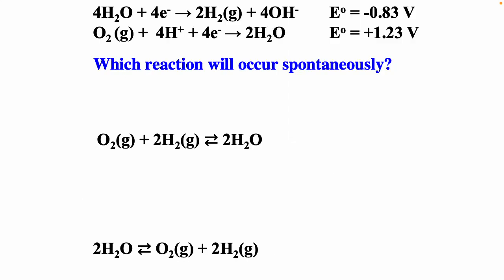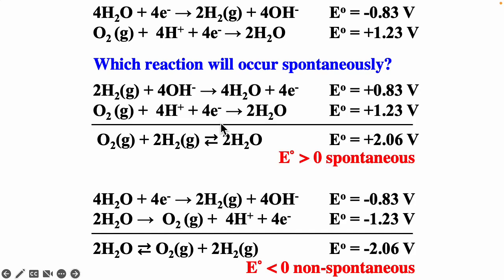And so here we have two more half reactions. If we add these two half reactions, we can get this one or this one. If we look at the top one, we have O2, so that would be plus 1.23. And if we look at the next one, we have H2O, so probably going to have to flip that one. And so that would make it a plus 0.83. And if you add those two, that gives you 2.06. And so this top reaction is going to be spontaneous, and the bottom reaction is non-spontaneous.